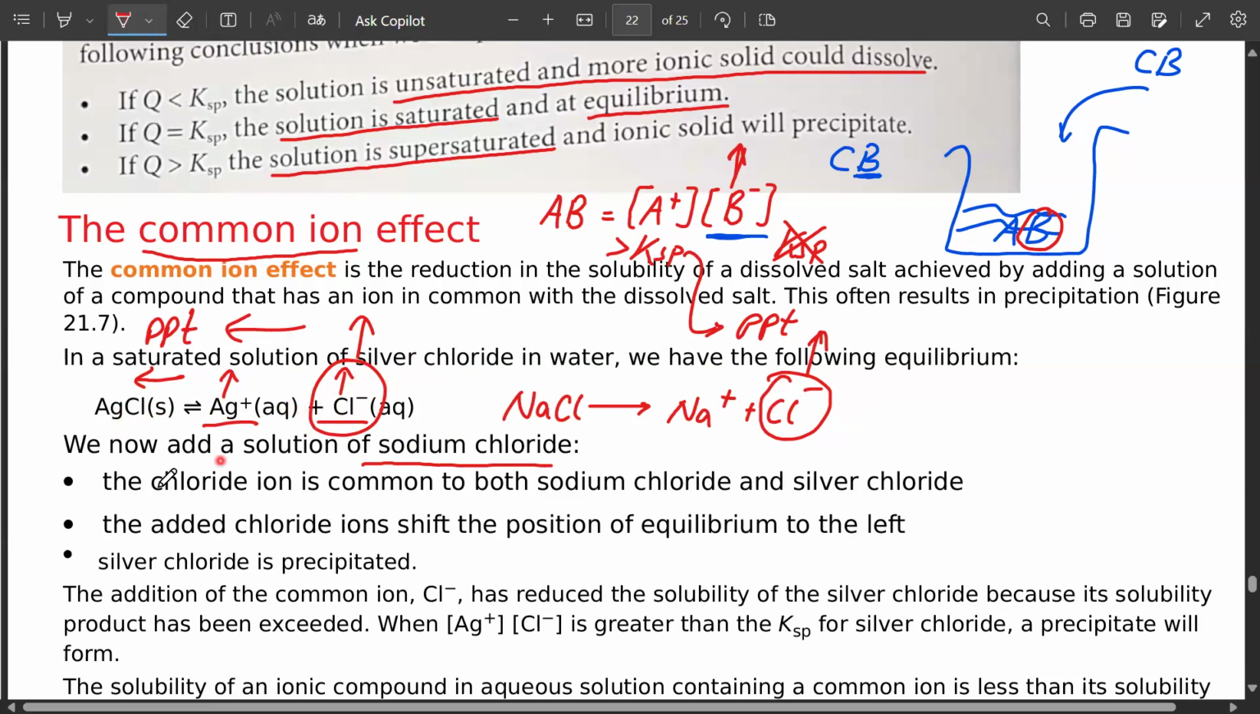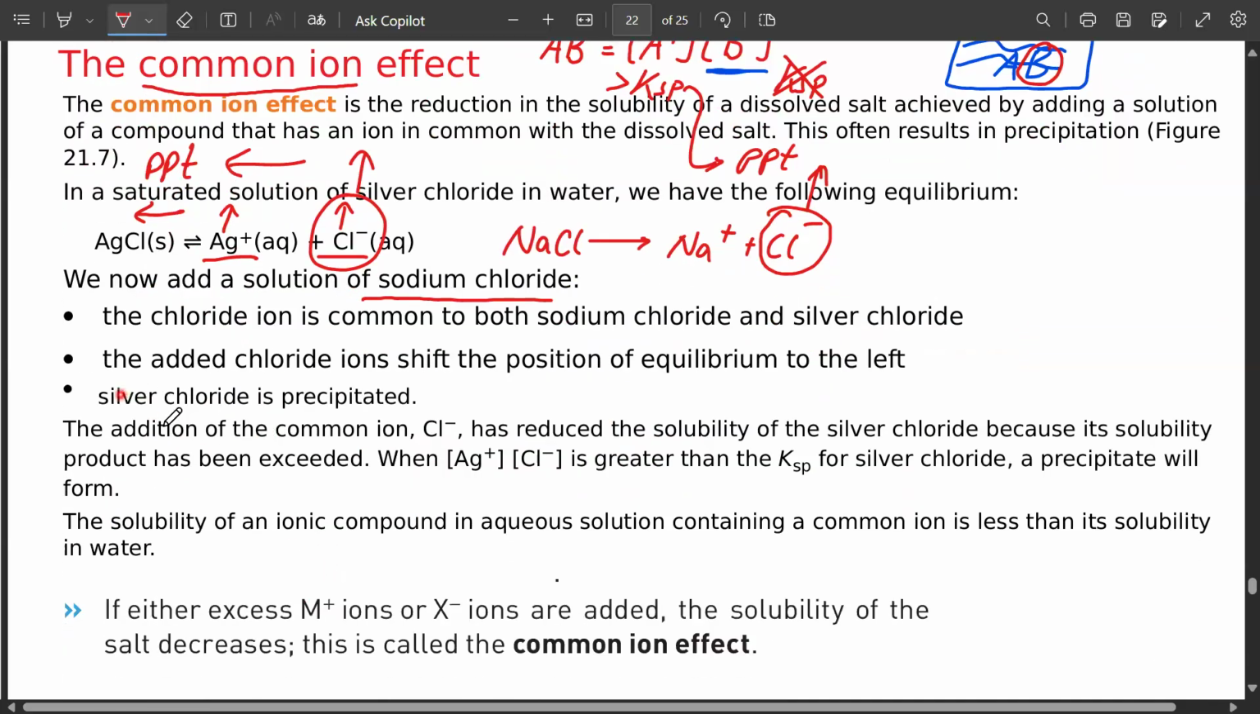So the chloride ion is common to both sodium chloride and silver chloride. The added chloride ions shift the position of the equilibrium to the left, and so silver chloride is precipitated. The addition of the common ion, the chloride ion, has reduced the solubility of the silver chloride because its solubility product has been exceeded. Solubility product has been exceeded means the value has increased beyond the value of the KSP.